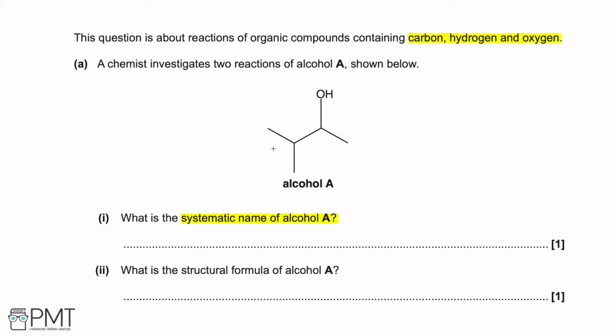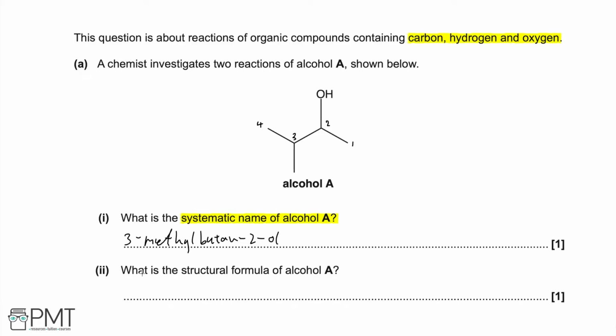So first of all, we already have the compound drawn, so we don't need to draw it for ourselves. But the first thing we should do is to number our chain, find our longest chain. So if we start here, we're going to number 1, 2, 3, 4. So our longest chain is 4 carbons long, which means that this is going to be butan-2-ol. We also have this methyl group here on carbon 3, so the systematic name of this alcohol is going to be 3-methylbutan-2-ol.